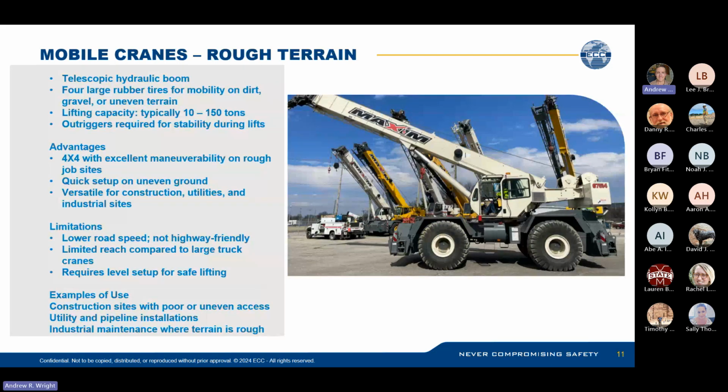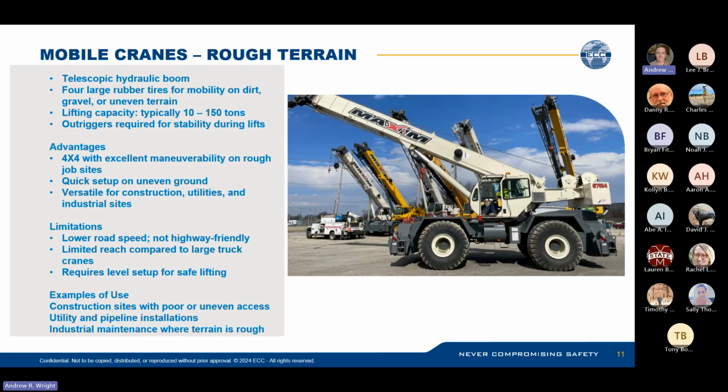Mobile cranes. The rough terrain crane is the one shown in the picture here. These have telescopic hydraulic booms and 4 large rubber tires for mobility on dirt, gravel, or uneven terrain. Typical lifting capacity is between 10 and 150 tons. Outriggers are required for stability during these lifts.